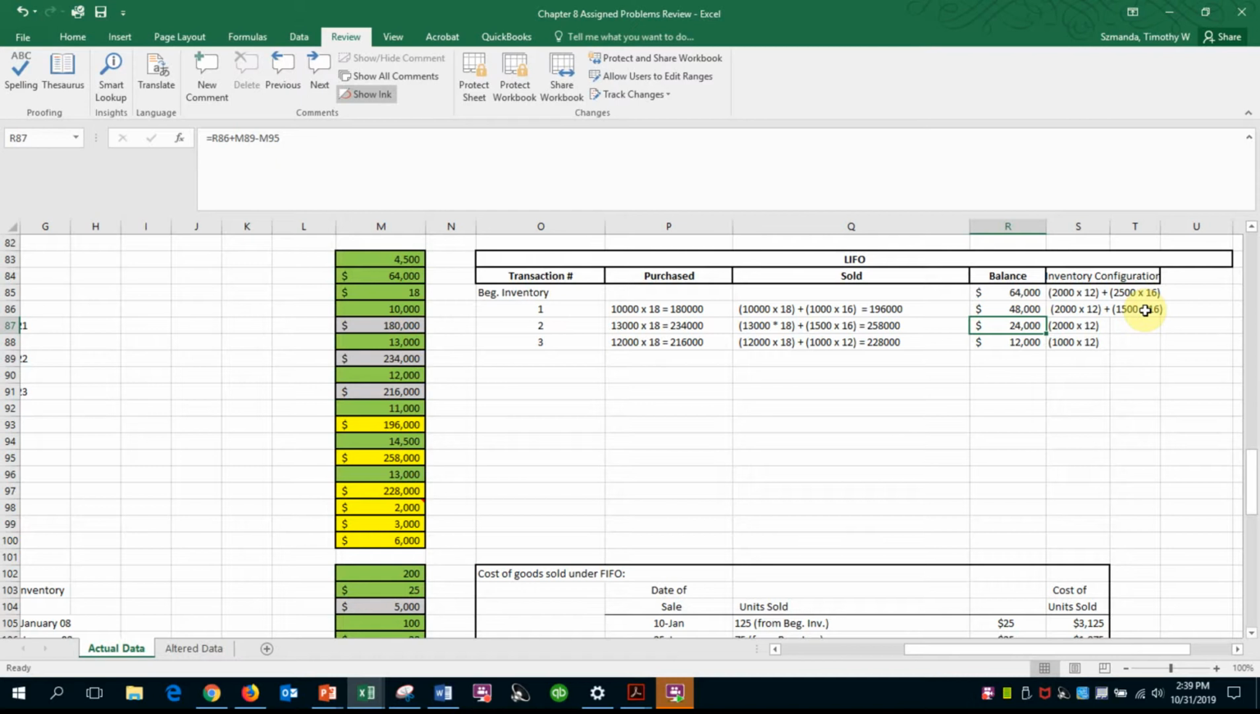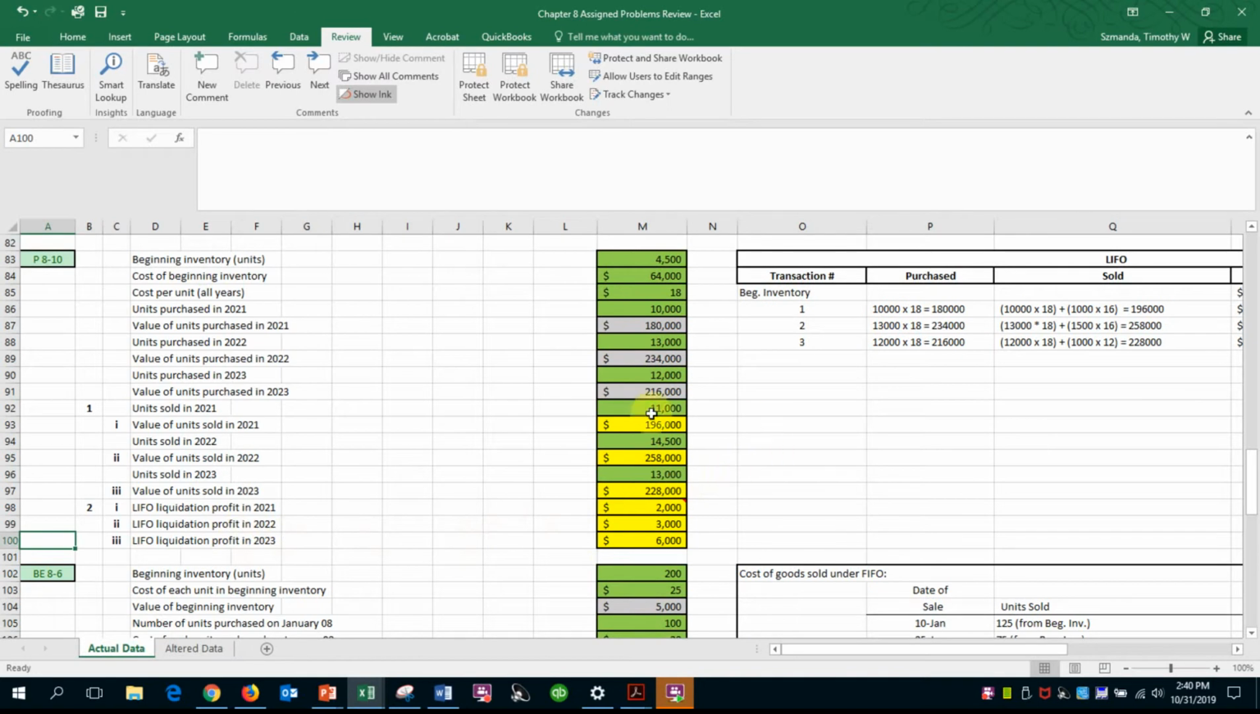That's the next most recent purchase. And add those two together, 1,500 times 16 plus 13,000 times 18, and our cost of goods sold is 258,000. And we'll use the exact same method for the last sale. So that's another review then of the LIFO method.